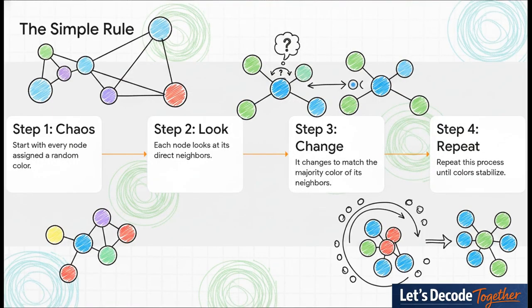And here's the rule. It's so elegant, so simple. Every single dot, every node, just looks at its immediate friends and asks one question. What's the most popular color around here? Then it just switches its own color to match that majority. That's it. This one little move, when you repeat it over and over, is all you need to find those hidden neighborhoods. Let's watch it happen.